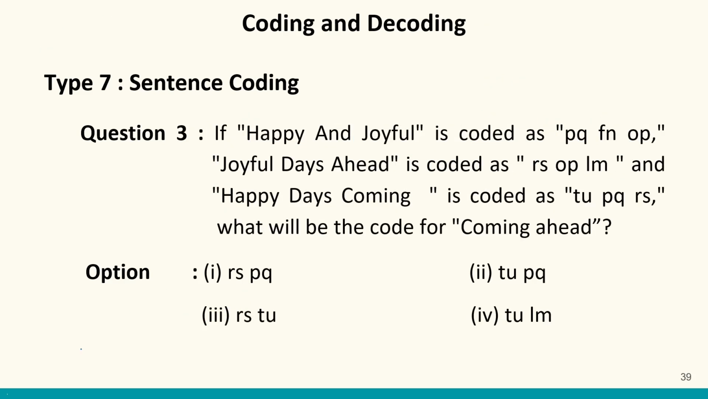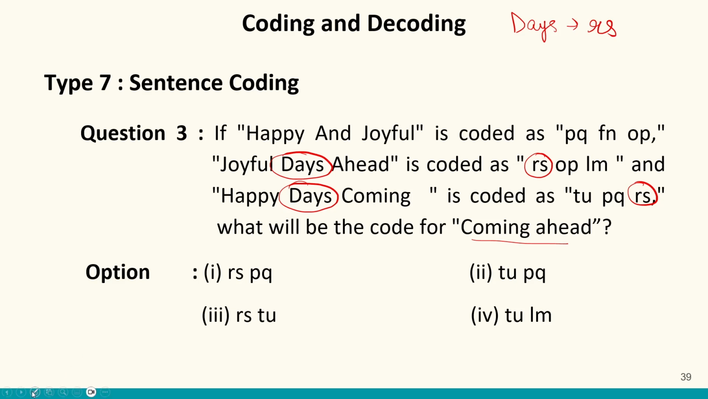Okay, now let us look at this. Happy and joyful days ahead, and happy days are coming. These 3 sentences are given and we have to find the code for coming ahead. Okay, so basically I can see over here days. In this sentence I can see days, and in this sentence also I can see days. And in this code, RSOPLM and TUPQRS, the only common code is RS. So days will be coded as RS.